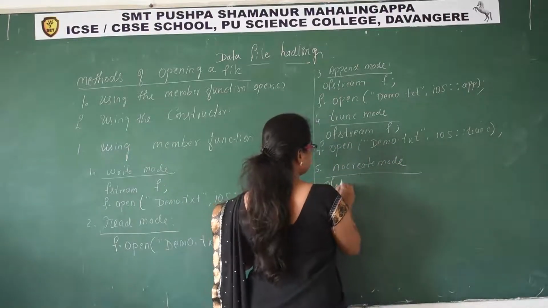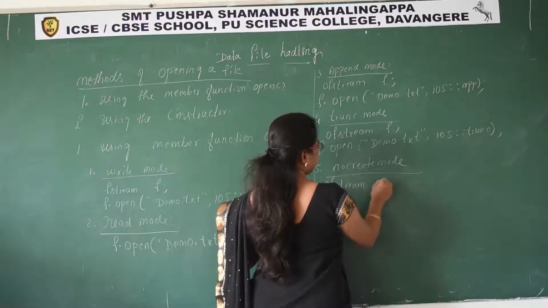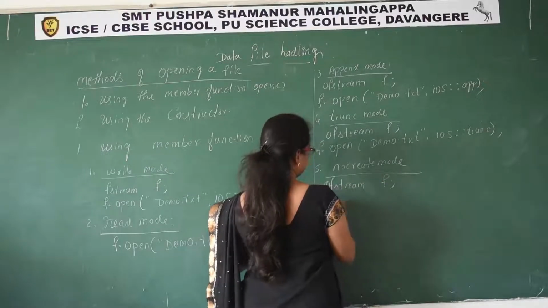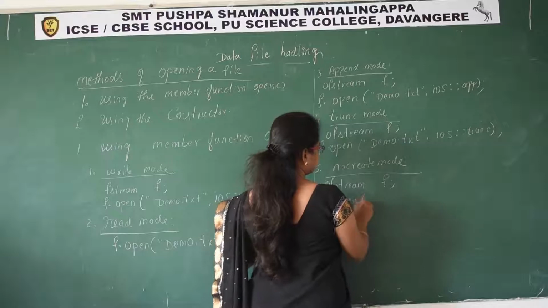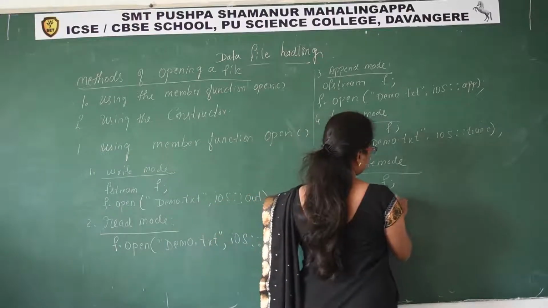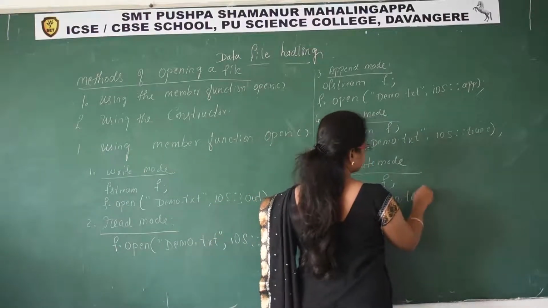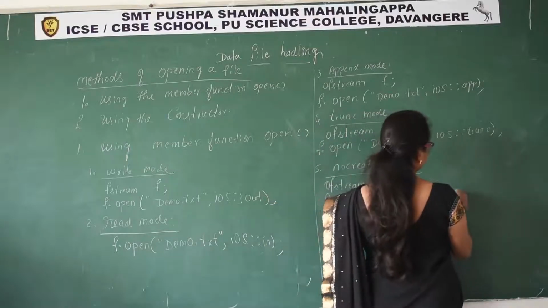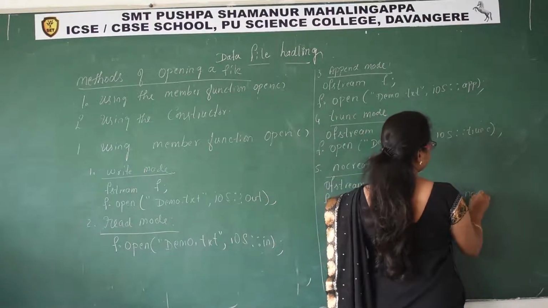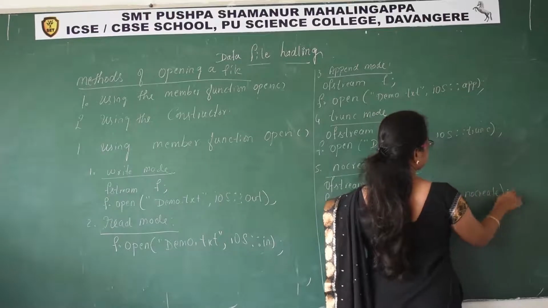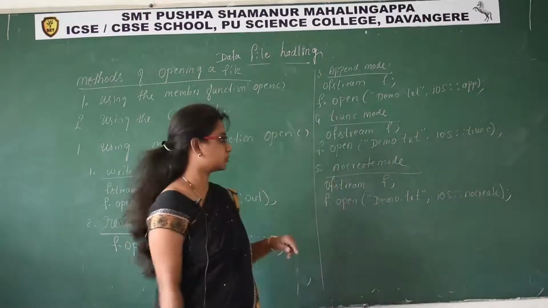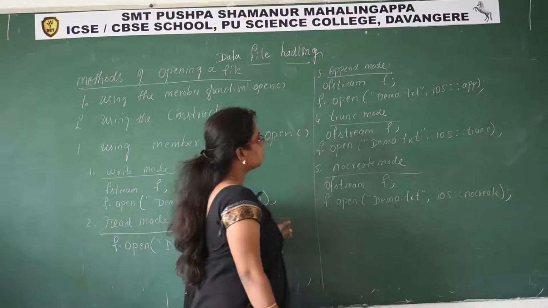ofstream, f dot open demo.txt, ios scope resolution nocreate, semicolon. Understood? So what is the conclusion?